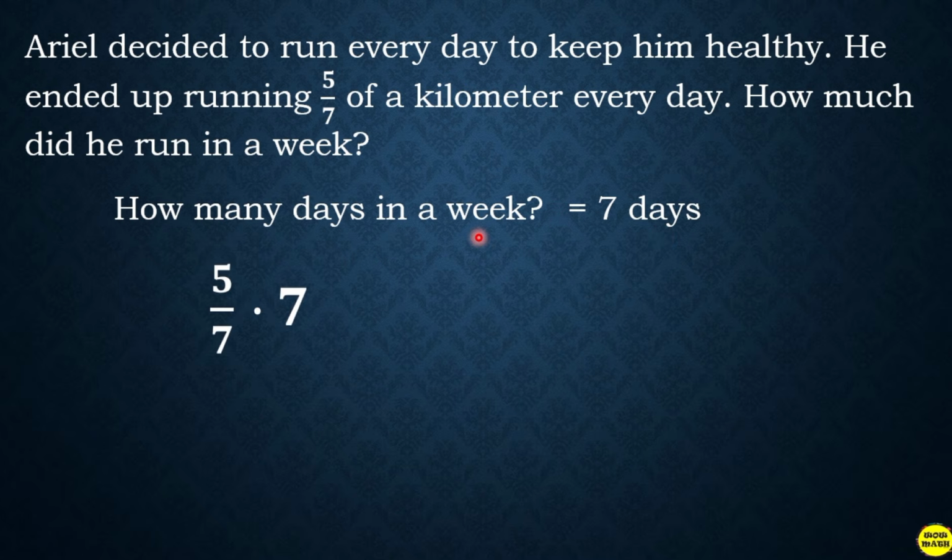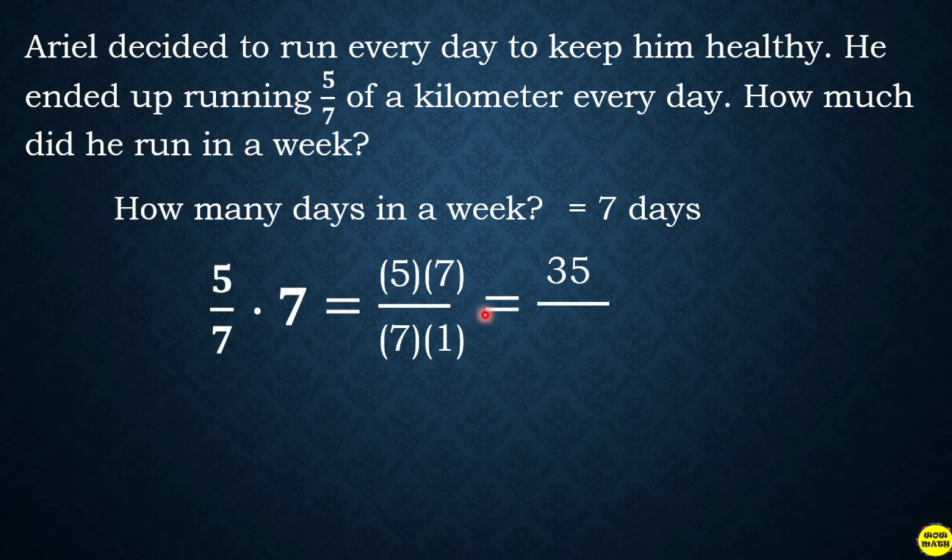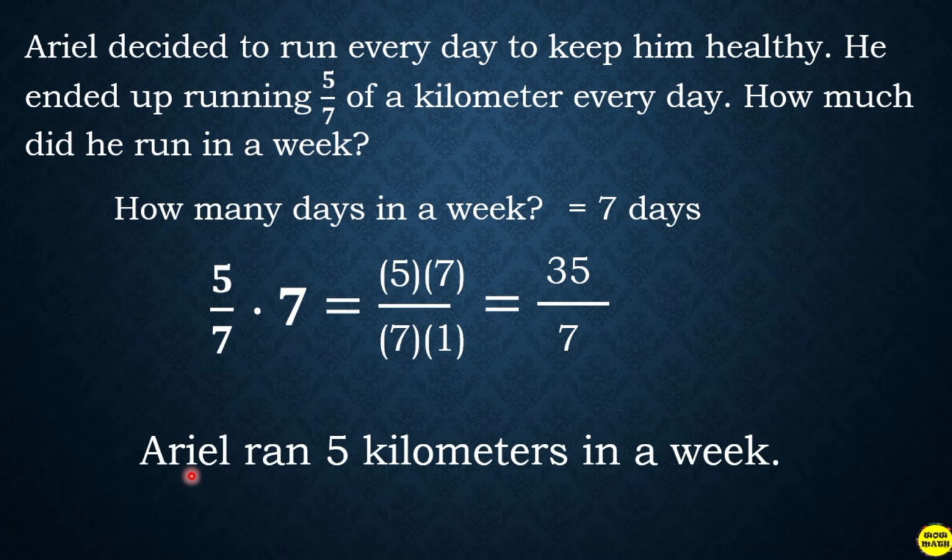Okay? So, we will have 5/7 times 7. So, 5 times 7, and then 7 times 1. So, again, kagaya ng palagi kong sinasabi, kapag meron tayong whole number, this is always your numerator, and then lagi tayong over 1 dyan. That's why we have 7 times 1. Okay? So, 5 times 7, that is 35. And then 7 times 1, that is 7. And then 35 divided by 7, that is 5. So, Ariel run 5 kilometers in a week. Okay? Or pwede ka ring mag-cancellation. Pwede mo na to i-cancel diretso, oh. So, kung makakancel na to, kita mo kagad yung sagot, and that is 5.